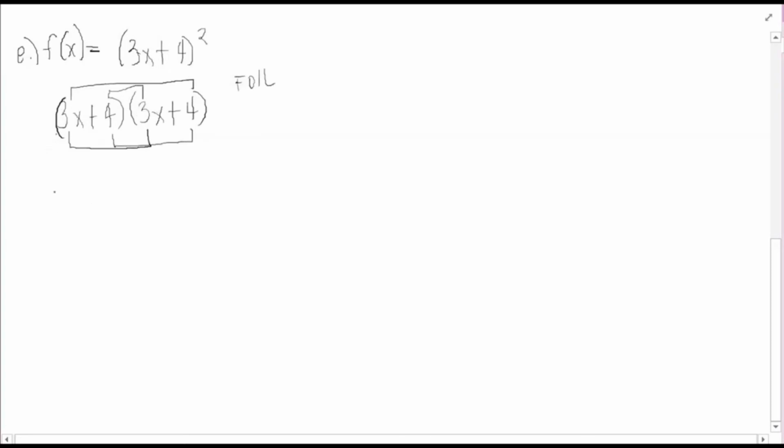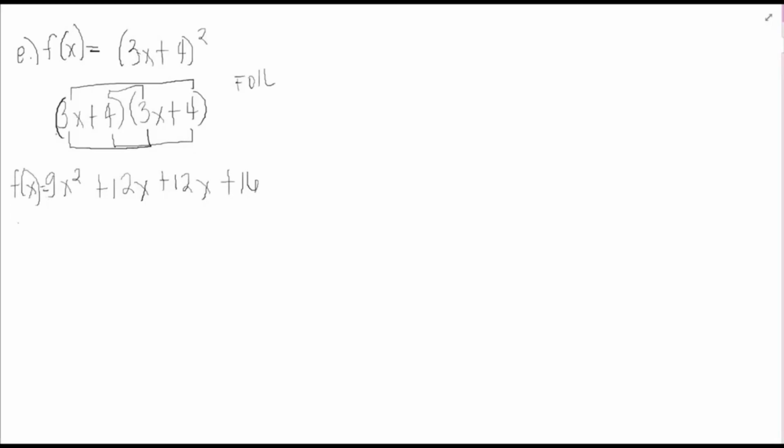Okay? First, 3x times 3x, that is 9x squared. And then 3x times 4, that is the two outers. So, plus 12x, and then 4 times 3x plus 12x, and then 4 times 4, that is 16. So, ito na ngayon yung new function natin. So, this is our new f of x. So, from there, simplify muna natin siya.